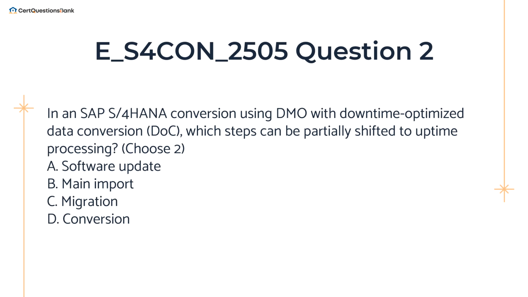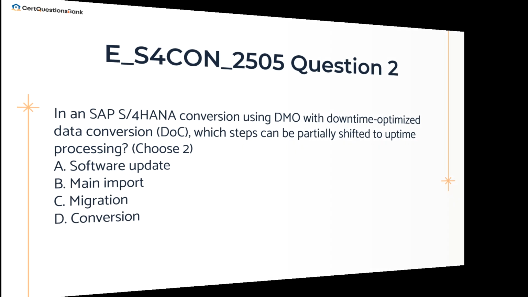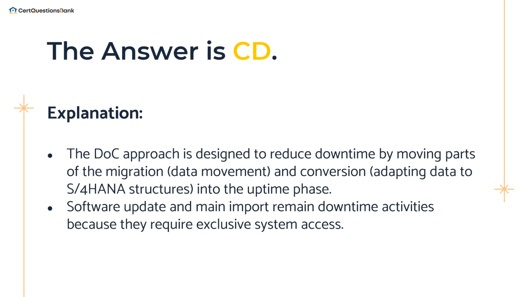In an SAP S/4HANA conversion using DMO with downtime optimized data conversion, DOC, which steps can be partially shifted to uptime processing? Choose 2. A. Software update. B. Main import. C. Migration. D. Conversion. The answer is CD.